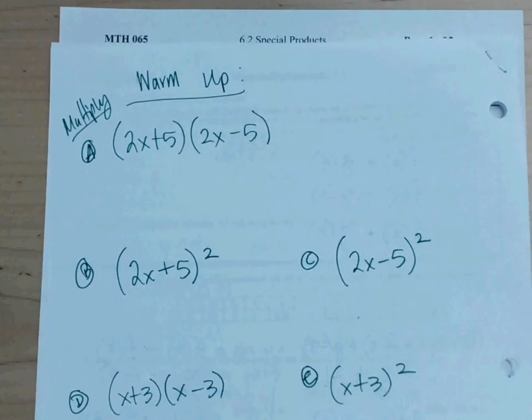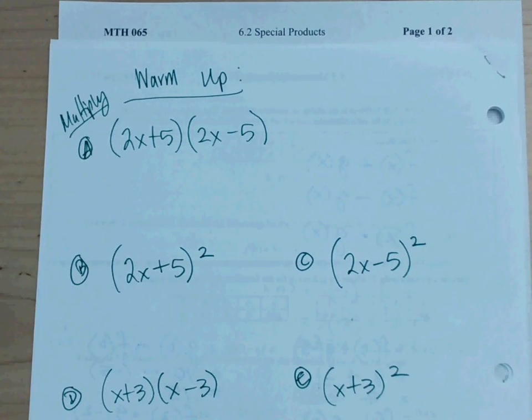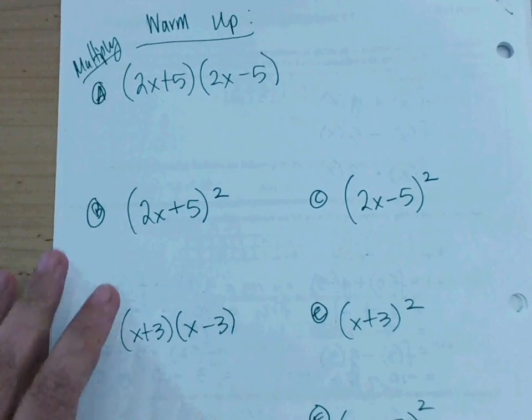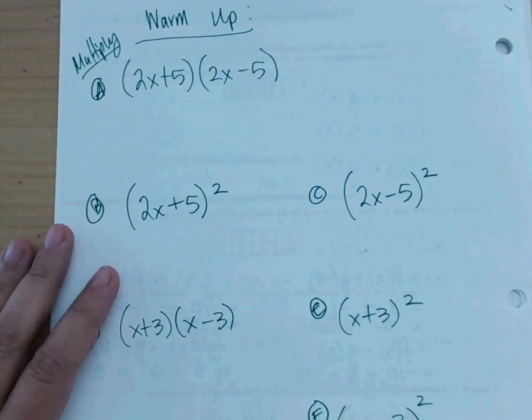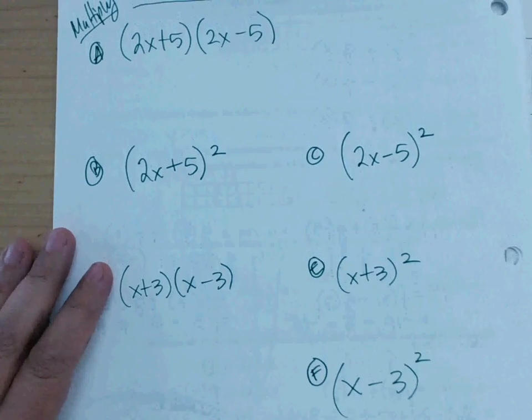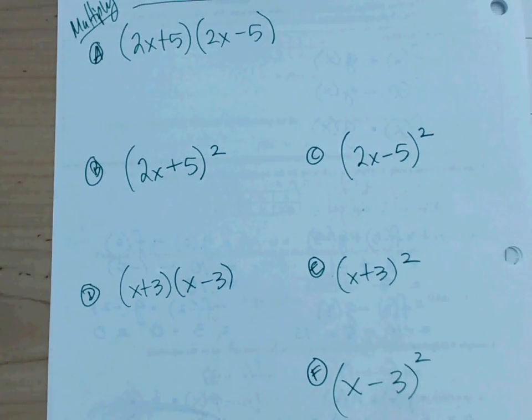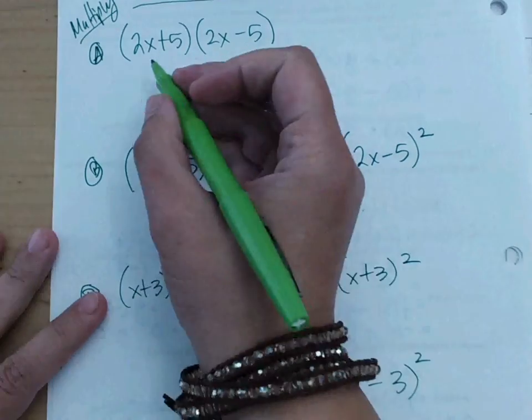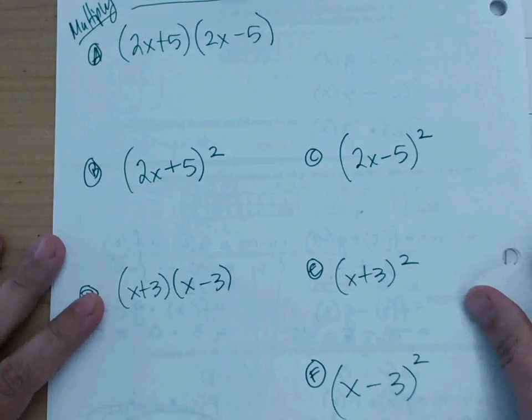Okay, getting ready for lesson 6.2 on special products. I had you start by multiplying some of these, so if you haven't multiplied them, go ahead and do that now. And then we'll talk about how we multiply two binomials. What do we have to make sure we do?